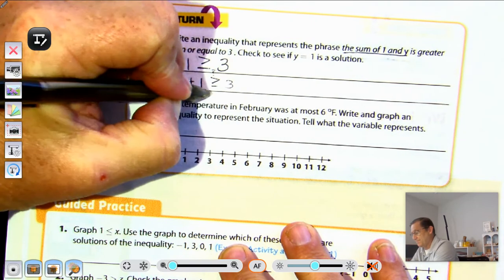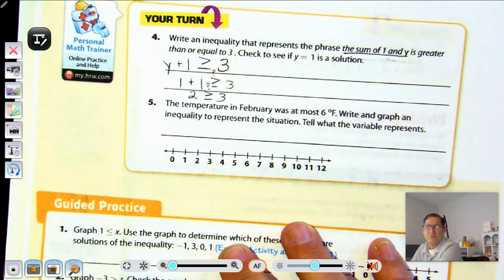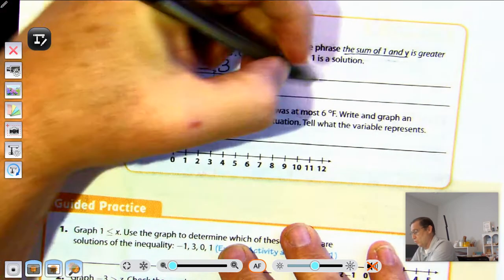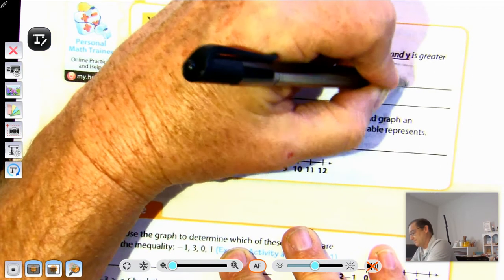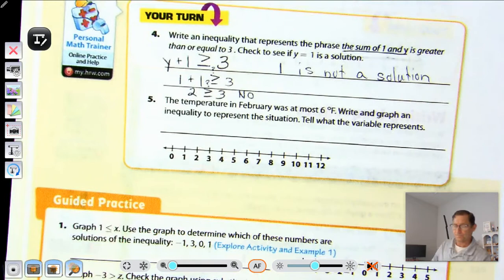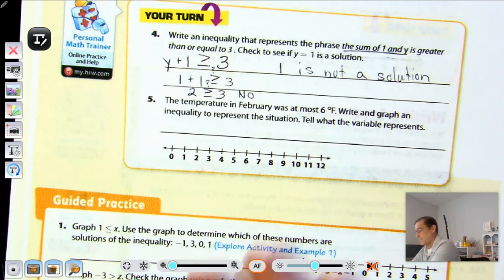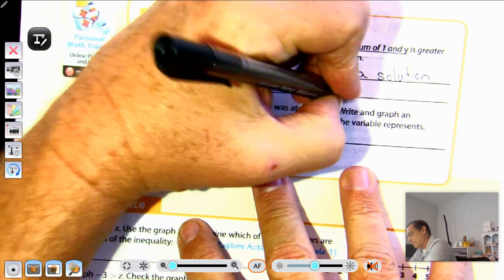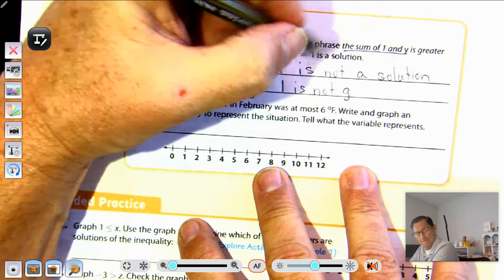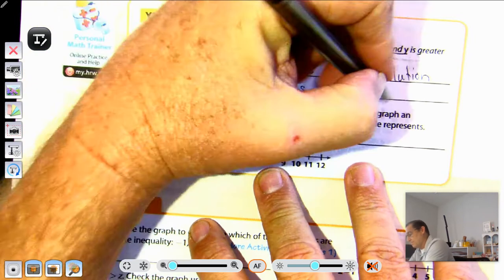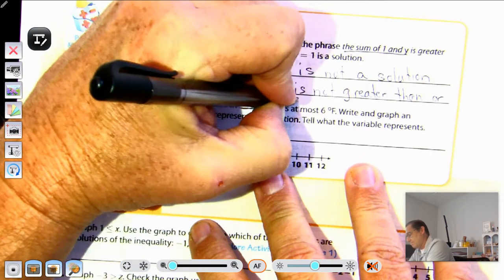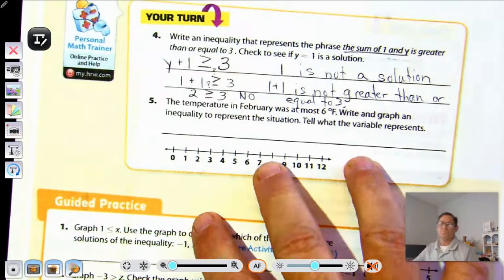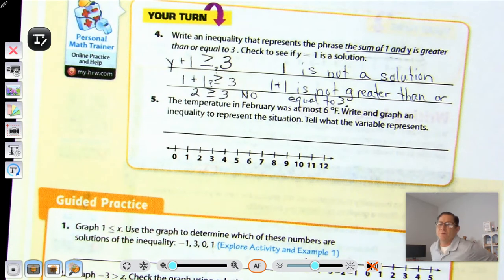1 plus 1 is 2, right? Is 2 greater than or equal to 3? No. So 1 is not a solution. Okay, 1 is not a solution because 1 plus 1 is not greater than or equal to 3.